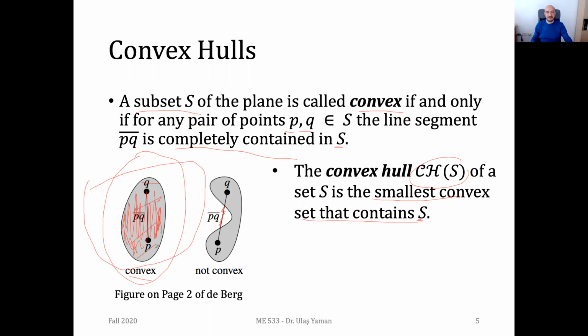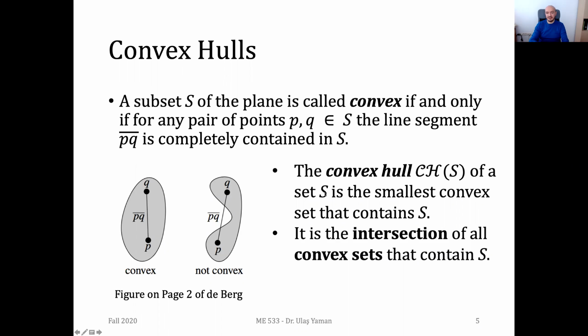The outer boundary of this region is the convex hull, since all the lines inside this region are completely contained in S. Any line connecting any two points inside this region is completely in the subset S. If that's the case, then you can say that the outer boundary of that subset S is actually the convex hull of the given set S. We can also say that it's the intersection of all other convex regions containing it.